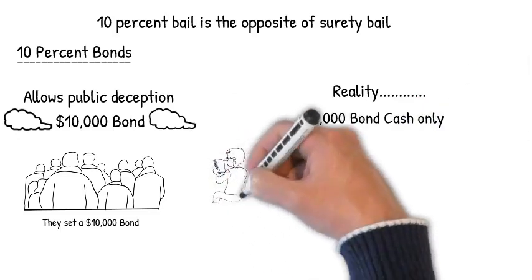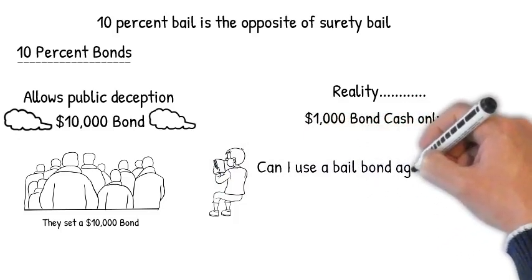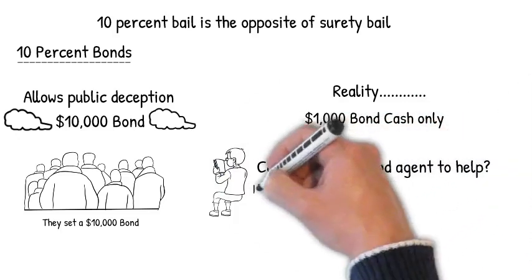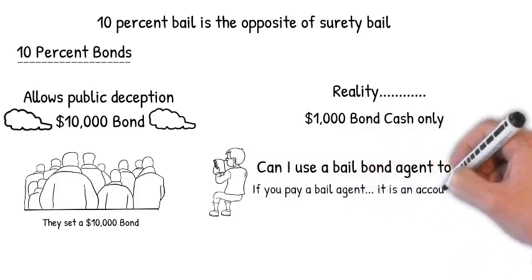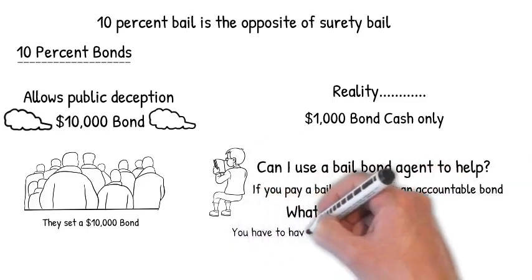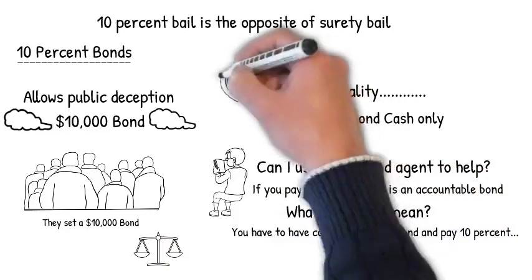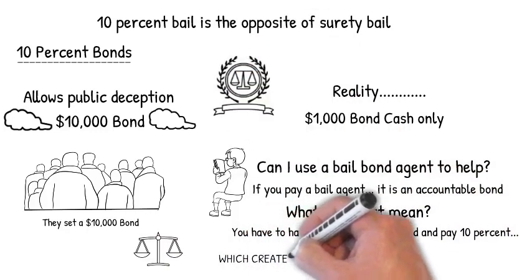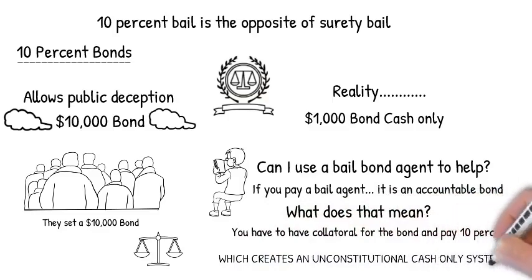A surety bond is a lot different than that. A surety bond, you have to actually be responsible for the full bond amount. If you use a bail bond agent, they have to have collateral for the $10,000 plus the 10% down. In essence, this is creating a cash-only system, which has been determined to be unconstitutional. Who would, in their right mind, be on the hook for $10,000 when they can pay the court $1,000 with no accountability?